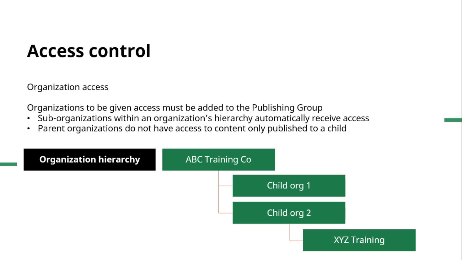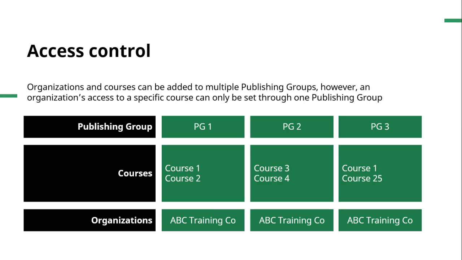Another control from the publishing groups is that you can add organizations and you can add courses, and they can be added into multiple publishing groups. I can have my ABC company added as an organization for 10 different publishing groups, or I can also have a course added into 10 different publishing groups. But an organization's access to a course can only be set up through one publishing group. So for instance, right here, I have publishing group 1, it has course 1, and that's available to ABC company.